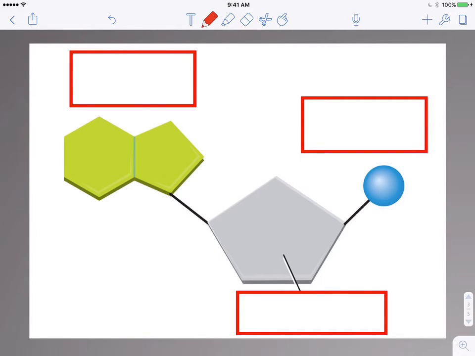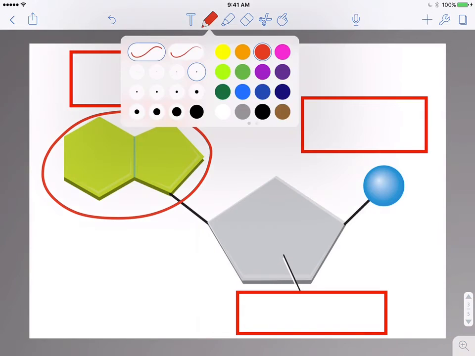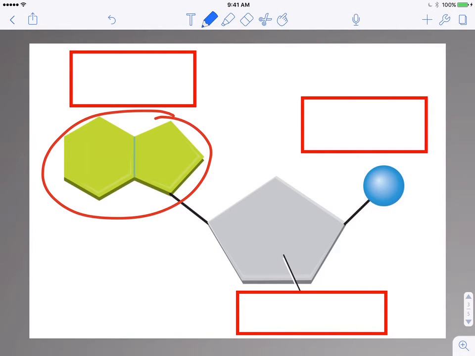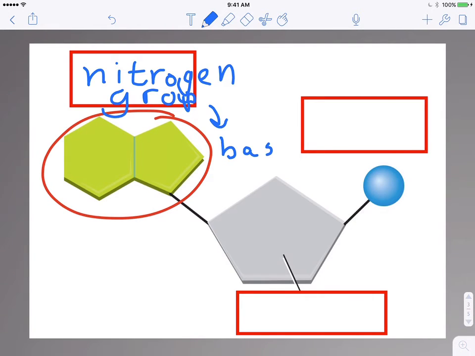What we have up here on the top left, I'm going to change the color there because it's too similar. Right, this is our nitrogen. It's our nitrogen group, okay? Let me retry that. There we go. Okay, this is our base, if you will. There we go. Okay. What we have right here, this is our phosphate group.